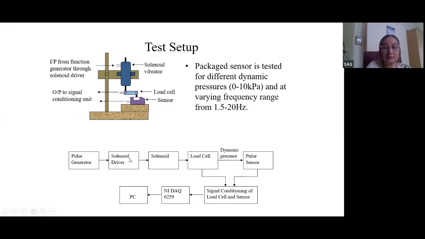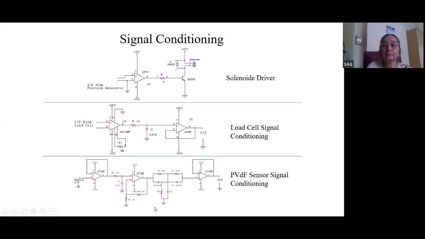So we made all these electronic gadgets: the pulse generator for the solenoid driver, then the load cell. A dynamic pressure was given to the pulse sensor. The load cell and the pulse sensor output were given to a signal conditioning circuit, and the output was taken on a PC through an NI DAQ card. This is a solenoid driver. This is a load cell signal conditioning circuit, and this is the PVdF sensor signal conditioning.